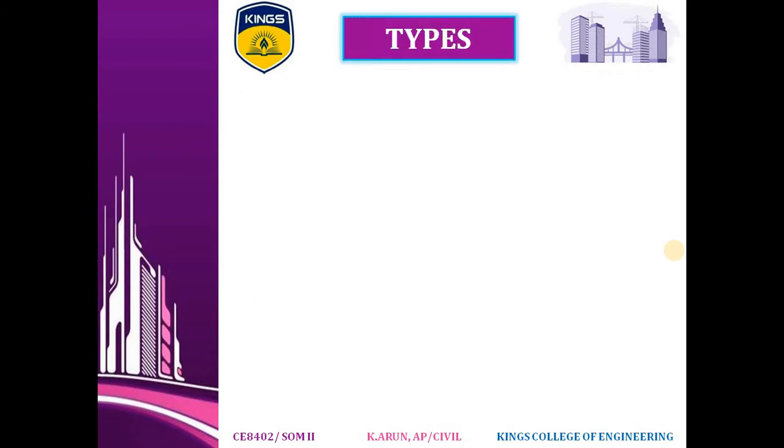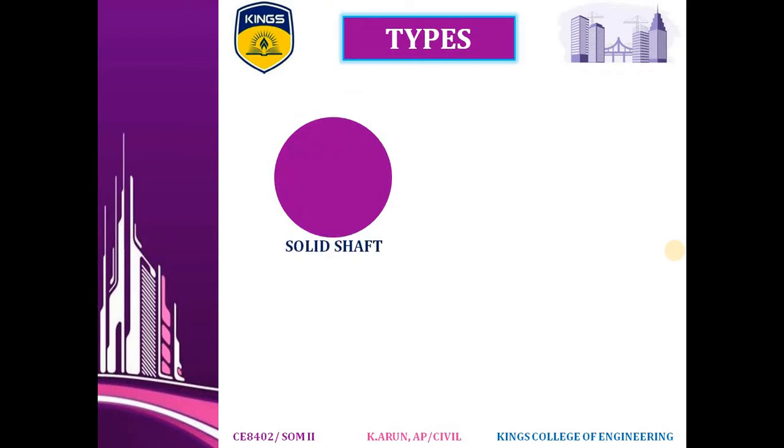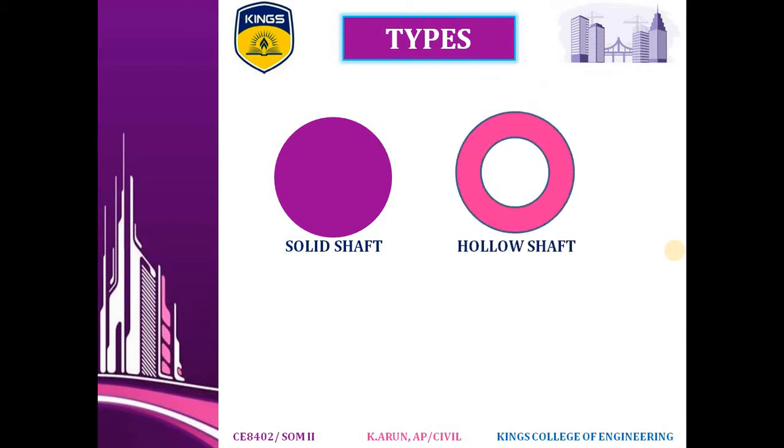So what are all the types of shaft? The first one is a solid shaft. We can see a solid material, and the second one is a hollow shaft. We can see the hollow portion at the center of the shaft. The diameter of the solid shaft is generally denoted as capital DS, and for the hollow shaft we will be having two diameters. One is the internal diameter, another one is the external diameter. The external diameter is mentioned as capital DH, and the internal diameter is mentioned as small dh.